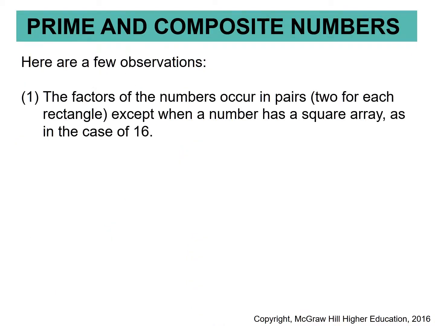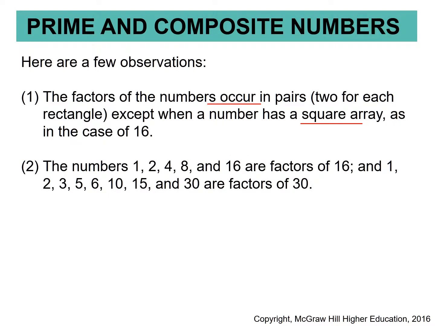So first of all, the factors of the numbers occur in pairs, always, 2 for each rectangle, except where you have a square array, because you don't have 2 different factors, you have the factor 4 repeated, as in 16. So when I look at 16, if I look at all the dimensions of the different rectangles, that tells me what the different factors are of 16. And the same thing happens if I list all the different dimensions of the rectangles that made up areas with 30 as the product.